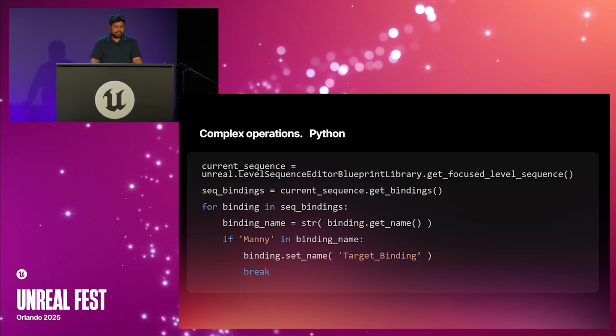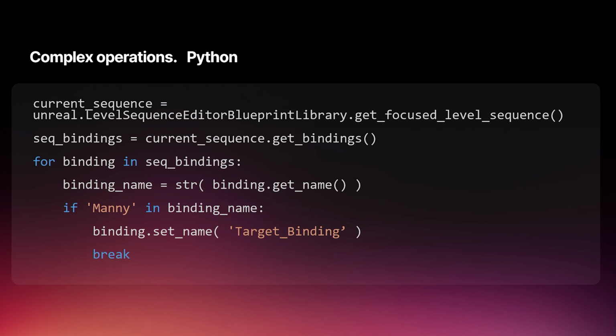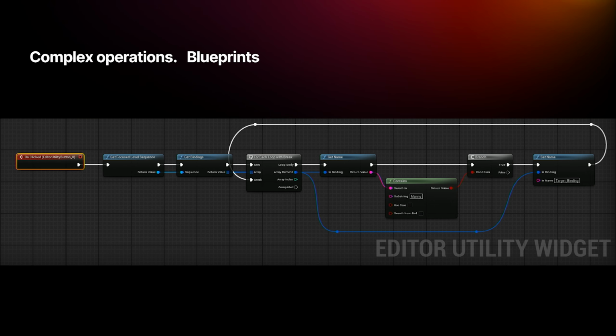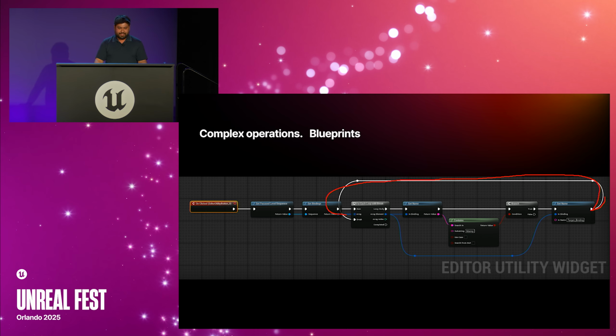So here's a tiny example of how to do something in Python. In this specific example, I just grab the focus sequence, and then I get the bindings. And if I find something called money, I can just rename it. This looks cleaner. And this is the exact same function, but now in blueprints. This is not too bad, but this exemplifies one of my pet peeves with blueprints, which is the for loop with break. This is also not too bad, but if I have to do it with a larger function, this tiny break might be a little bit confusing. But maybe I'm just not good at organizing blueprints, so that's entirely on me.